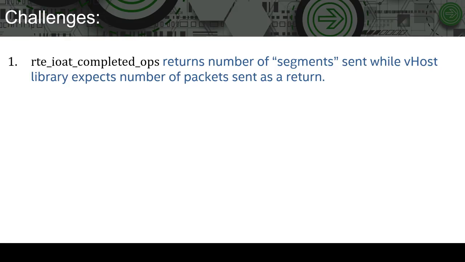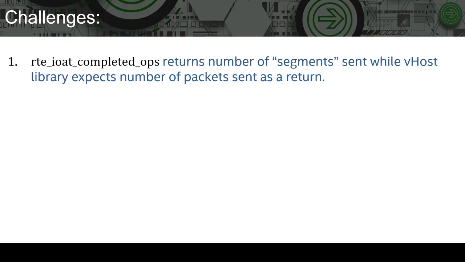So what are these segments that I'm talking about here? For large packets, the vHost library splits the packet into multiple chunks called segments. These segments are then enqueued onto the DMA. Hence, the IOAT completed ops API will also return the number of segments sent in the transfer status. So, it's not a simple forward of the return from the IOAT API to the vHost library.